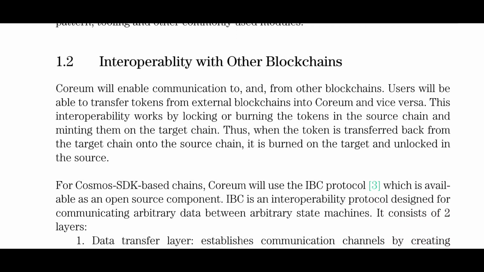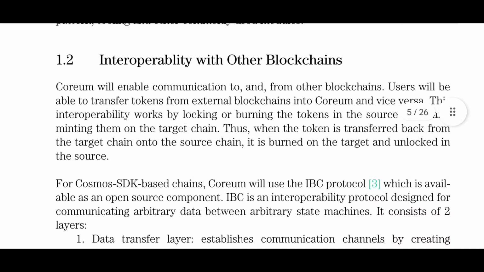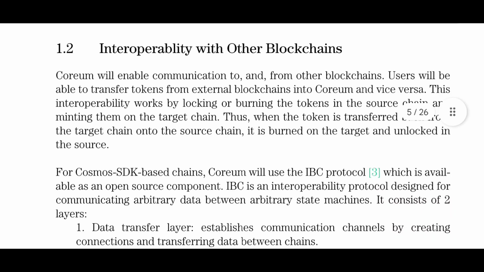Interoperability with other blockchains. Coreum will enable communication to and from other blockchains. Users will be able to transfer tokens from external blockchains into Coreum and vice versa. This interoperability works by locking or burning the tokens in the source chain and minting them in the target chain. Thus, when the token is transferred back from the target chain onto the source chain, it is burned on the target and unlocked in the source.